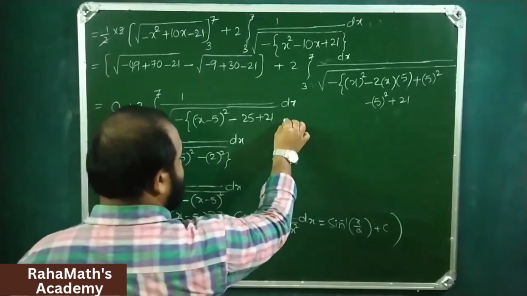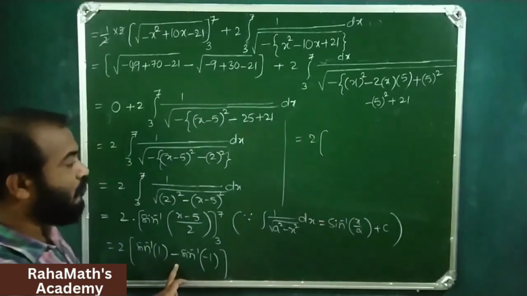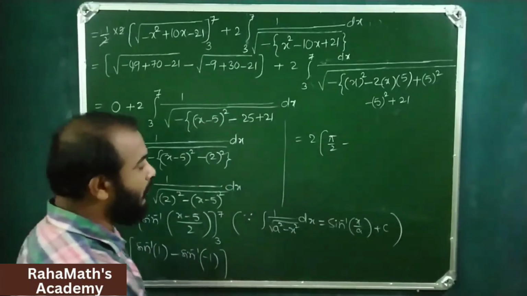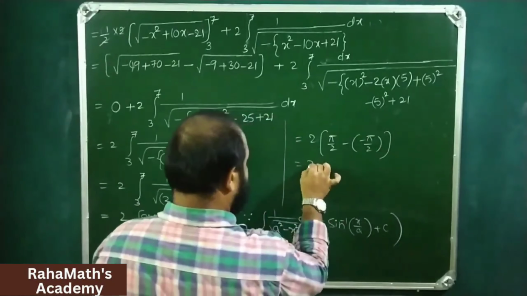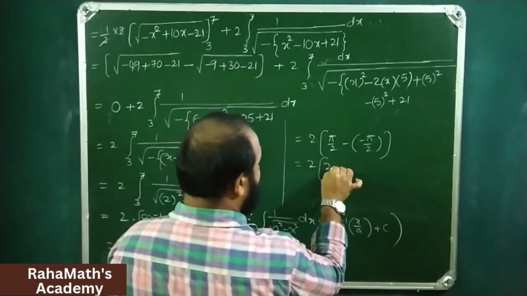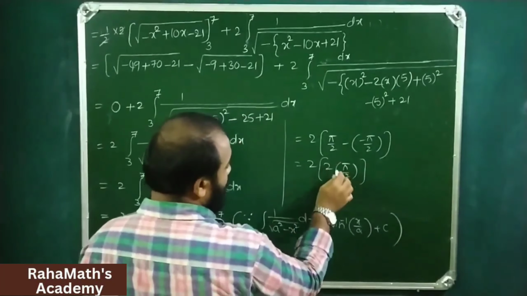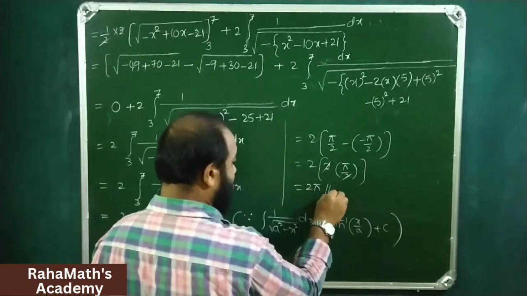That is equals to 2 sine inverse 1 is pi by 2 minus sine inverse minus 1 is minus pi by 2. This is equals to pi by 2 plus pi by 2, 2 pi by 2. So this 2 gets cancelled. I am left with 2 pi.